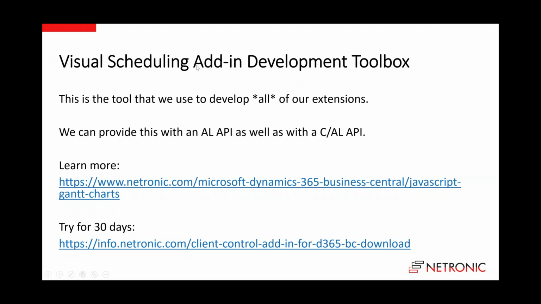And we can also give you this toolbox with an API that allows the connection via AL or a CAL API so that you can build your very own bespoke visual scheduler that integrates either with your bespoke tables or that serves a very specific need for your client that the VPS or the VJS or the VAPS cannot serve.